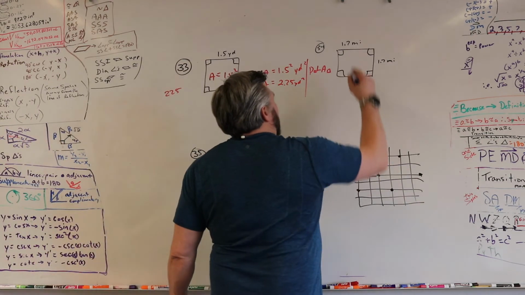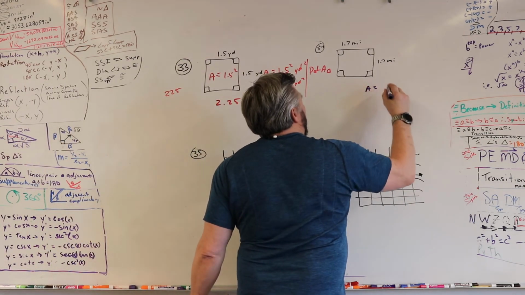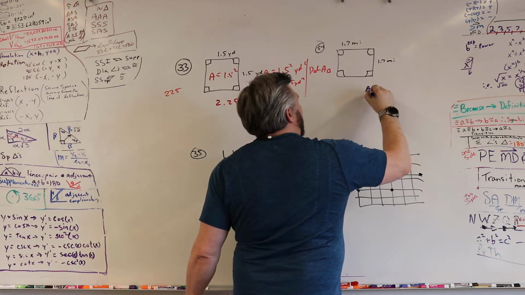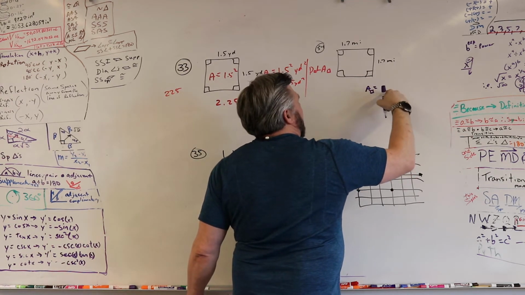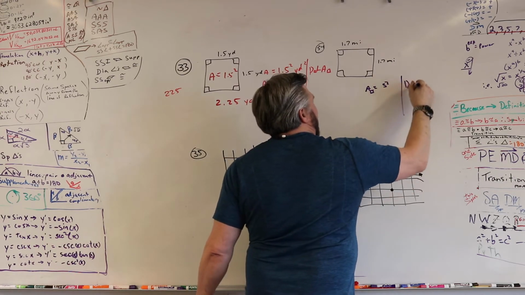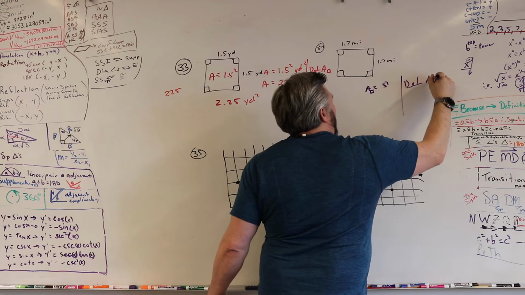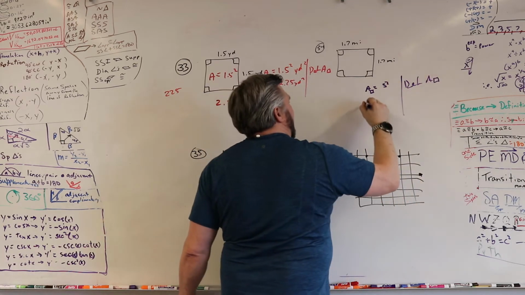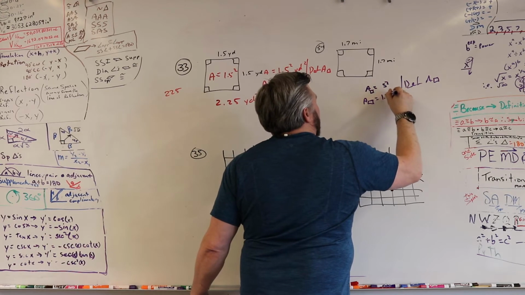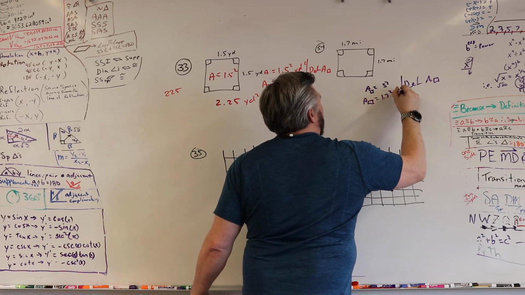Okay, so what's this one? The area is equal to what? The area of a square with side 1.7 is equal to the side squared, right? Yes, coach. So that's the definition of the area of a square. So therefore, the area of this square is equal to 1.7 squared miles squared, right?